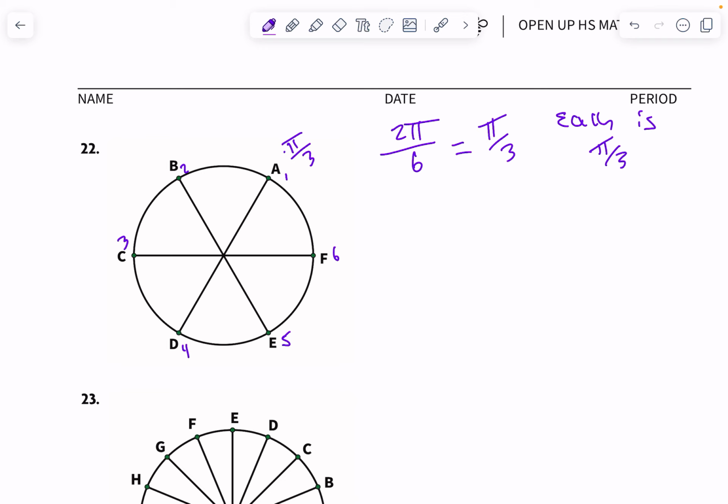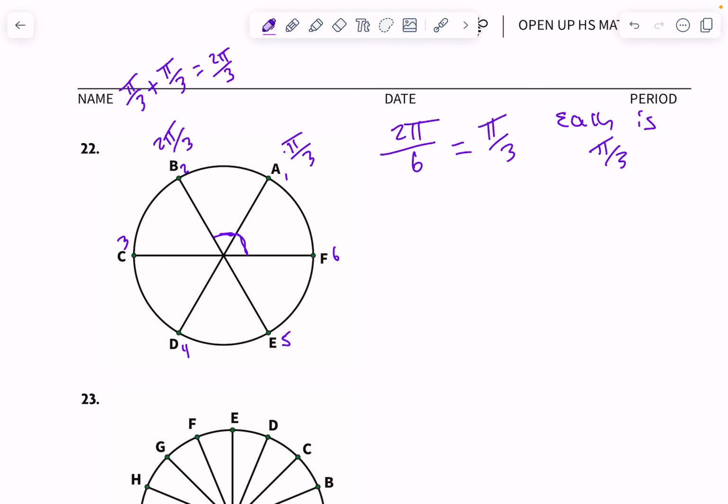Pi over 3, right? Okay. Now B. If this was pi over 3, this is also pi over 3. So what is B here? Pi over 3 plus pi over 3. Very nice. Which is 2 pi over 3, right? So then this is what B is. B is 2 pi over 3.